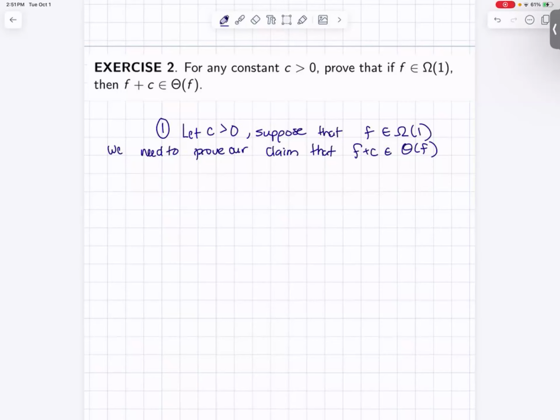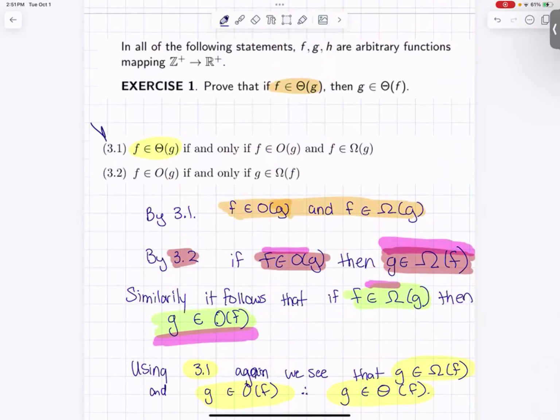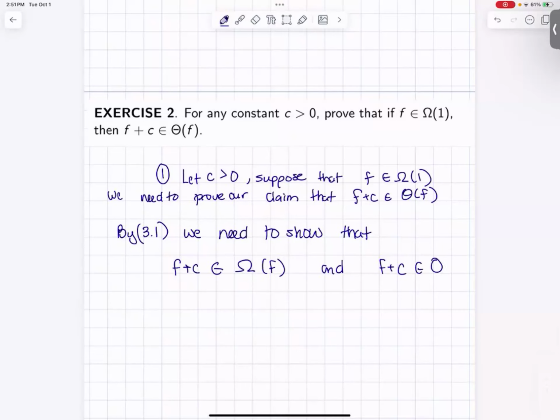And now, as we know, showing theta of f, we have to use one of our properties. We're going to use the property that we used previously. I'm just not going to re-pull it down. It's right here, 3.1. We can say by 3.1, we need to show, we'll do it in 2 lines here, that f plus c is going to be in omega of f, and we need to show that f plus c is going to be in big O of f in order to prove that original statement.